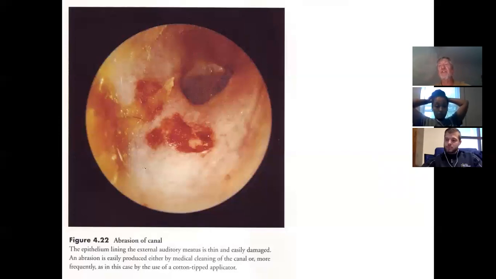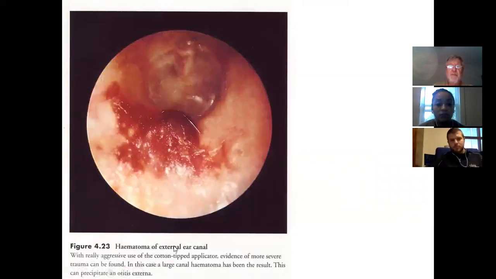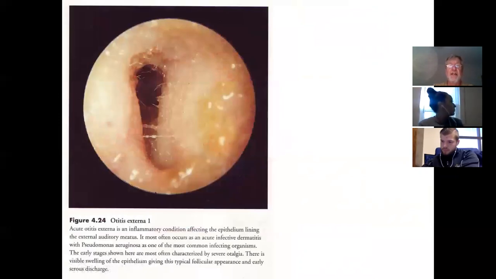Look at this. This is an abrasion of an ear canal, either done by cleaning of the ear canal or jamming an otoscope too far in, and there's that skin covering the bone, which doesn't give. We were mentioning looking in with an otoscope that you can pinch it. Here's a hematoma, which means like a blood blister. Really aggressive use of a cotton tip applicator. Evidence of more severe trauma can be found. It always looks worse than it is. But if you make a client's ear bleed, you're not going to have that client back.